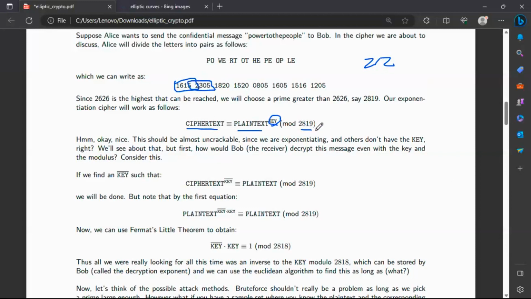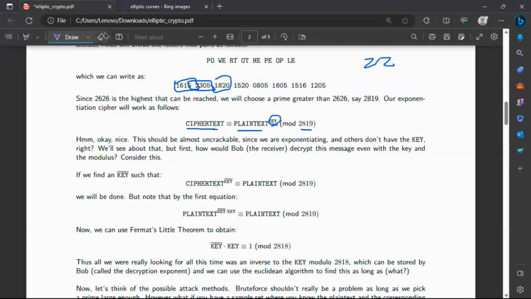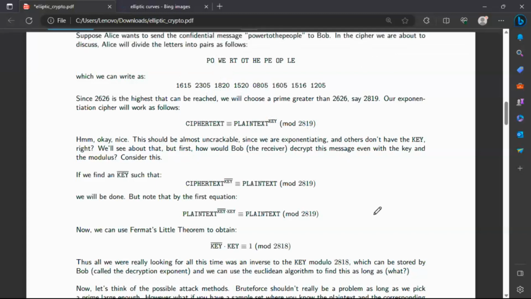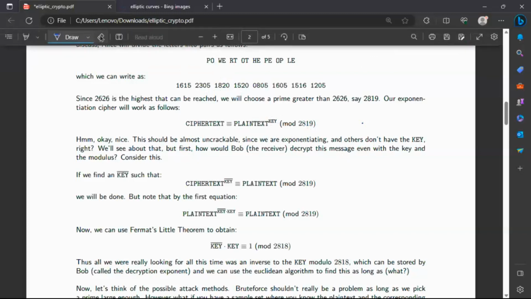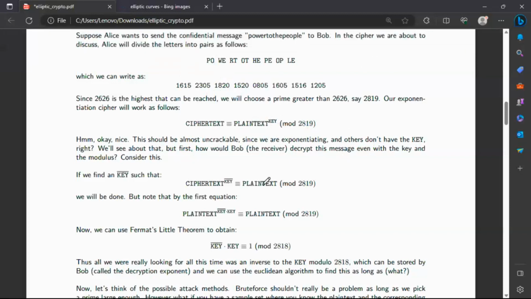2305 to the power of the key modulo 2819 will be the ciphertext, and so on and so forth. So okay, that's nice. Why should this be any better than our previously discussed substitution and transposition ciphers? Because the other people, apart from Alice and Bob, the attackers, don't have the key. So right, that's fine. We'll see what happens about that later.